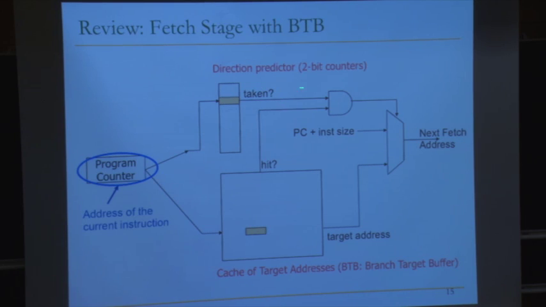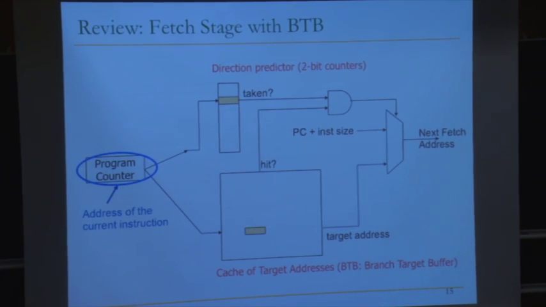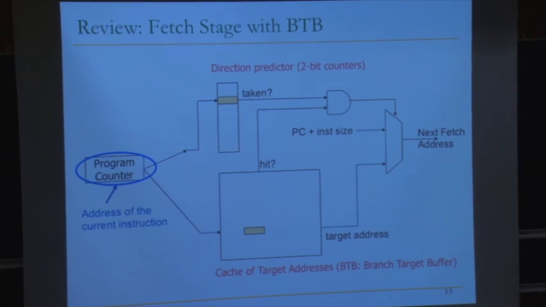If the direction prediction is taken, and if the cache of target addresses provides a hit, that means that you'd better use the target address, at least that's what the predictor tells you, as the next fetch address. So this mux selects the target address as the next fetch address. Otherwise, you select program counter plus instruction size. Right? So that's the branch prediction. That's a nice branch predictor of a modern processor. This will become much more complicated as we get through this lecture. OK, everything clear so far?